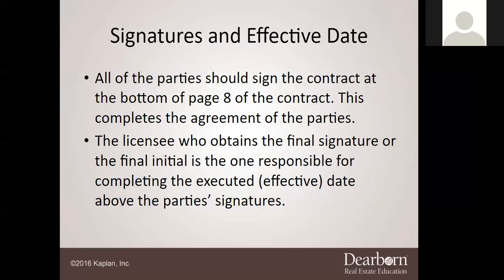Signatures and effective date. All of the parties should sign the contract at the bottom of page 8 of the contract. This completes the agreements when all parties have signed. The licensee who obtains the final signature or the final initial is the one responsible for completing the, what, Miss Linda? Executed effective date above the party signature. Why is that important, Miss Linda? Because that speaks volumes. What's so important about the effective date, Mr. Stahl? Everything basically is based off of that. The option period, everything's based off that effective date.